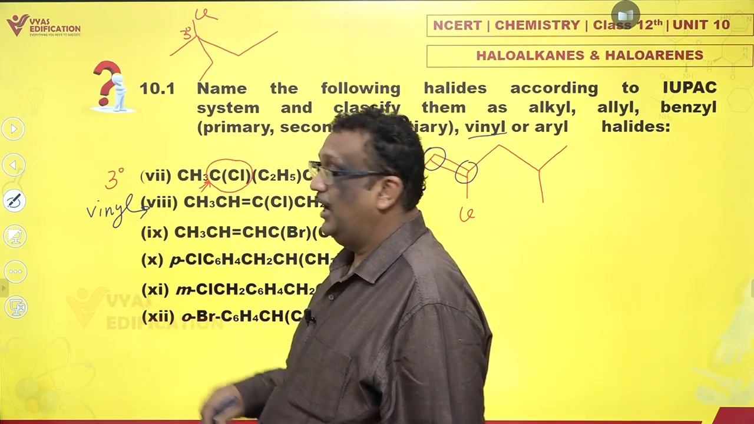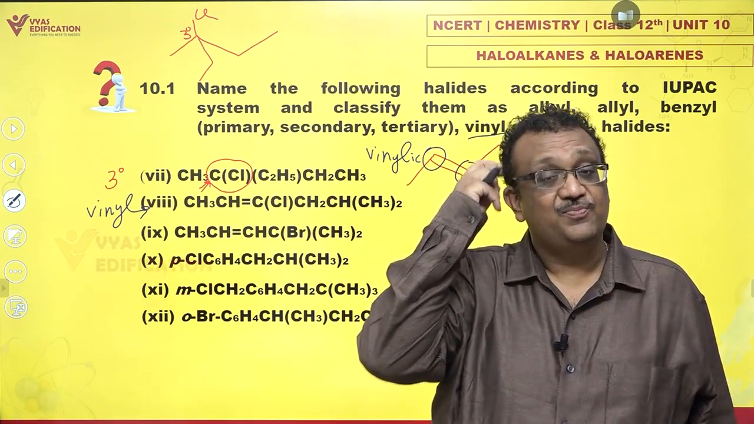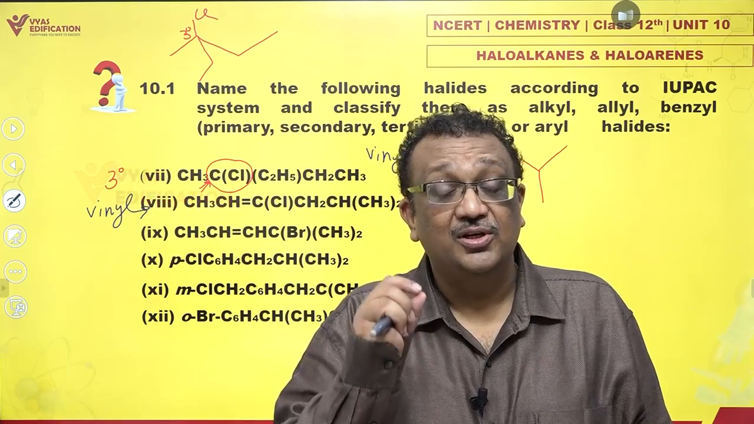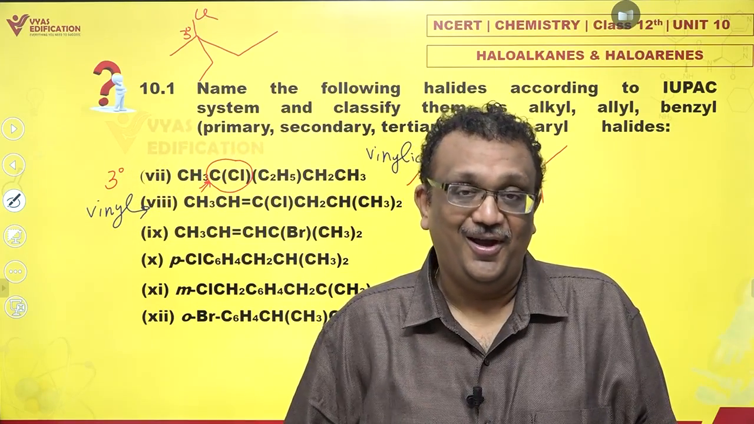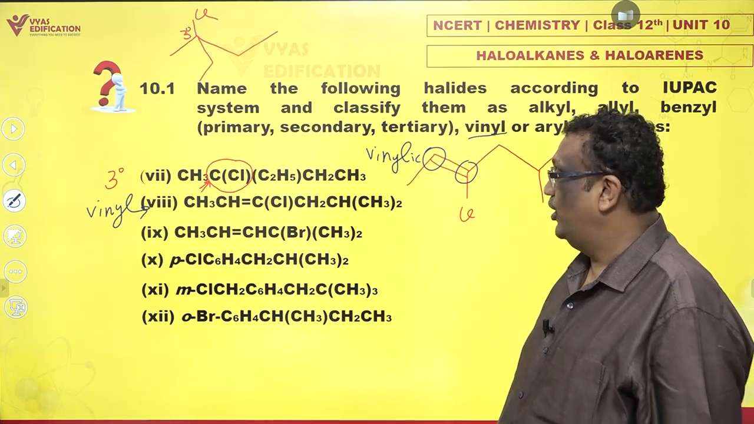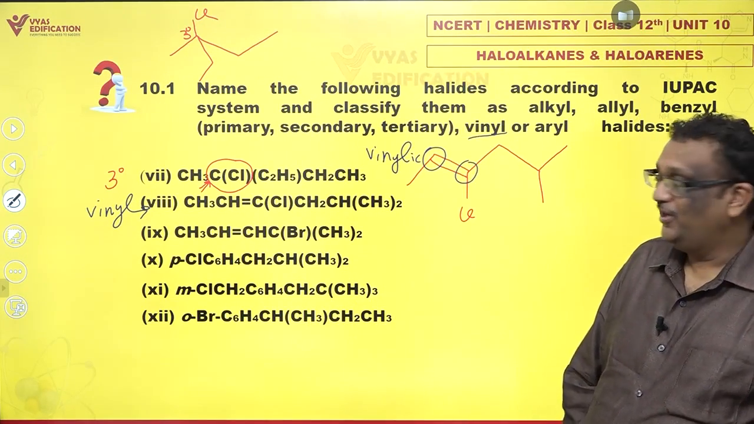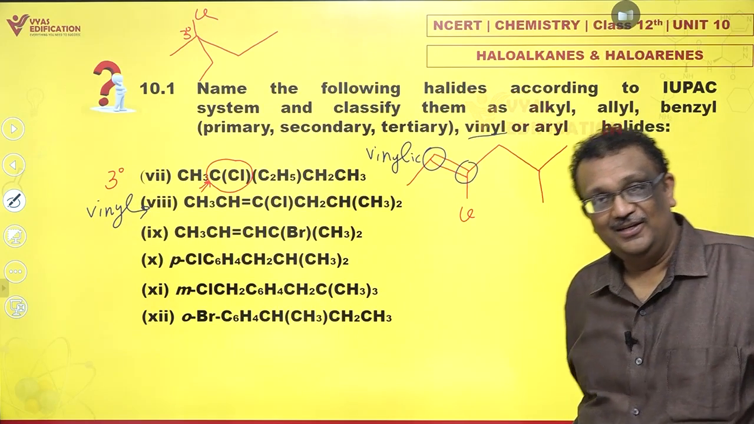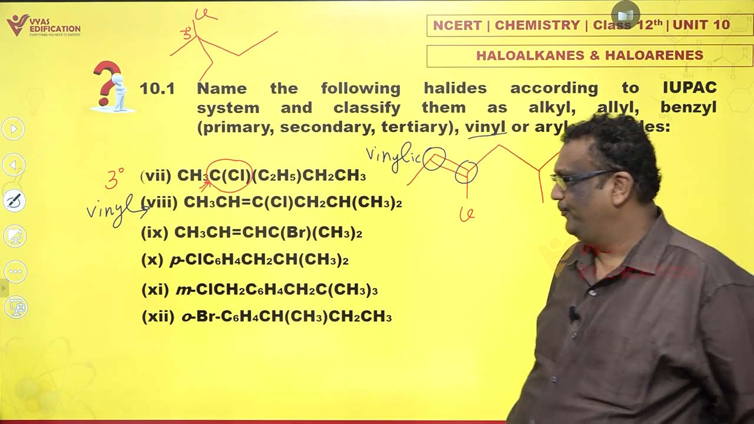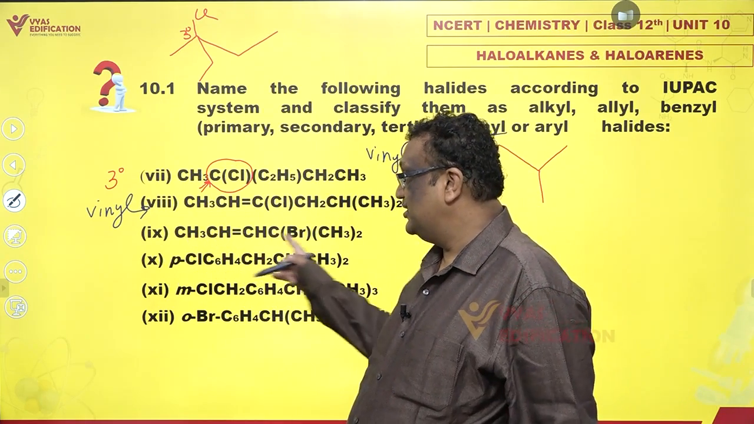And vinyls are not classified as primary, secondary or tertiary. Primary, secondary and tertiary is reserved only for sp3 hybrid carbon. The moment you have C double bond C, then you no longer call it primary, secondary or tertiary. Is that fine? Fine. What about allyl alone? They'll come, don't worry.